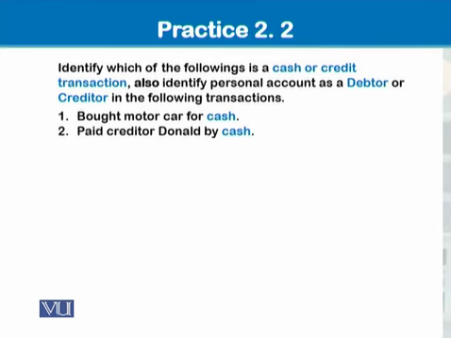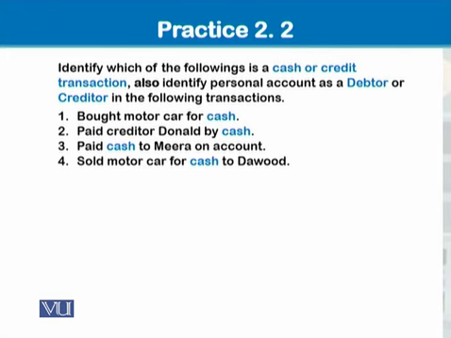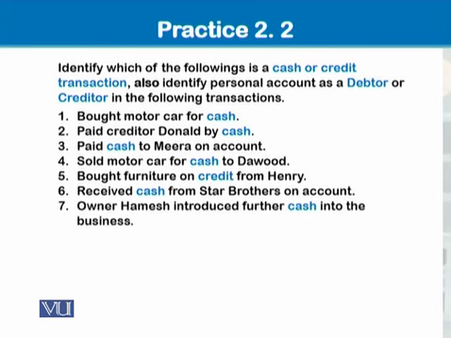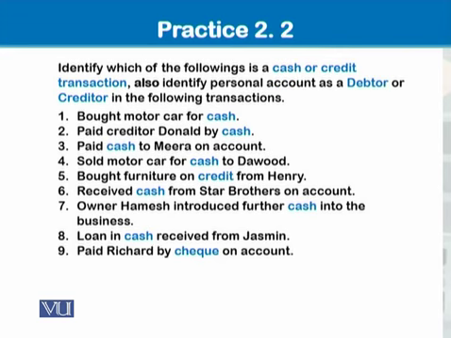Bought motor car for cash, it's a cash transaction. Purchased creditor Donald by cash, it's a cash transaction. Paid cash to Mira on account, yes, it's a cash transaction because cash is involved in this. Then sold motor car for cash to Daud, it's a cash transaction. Bought furniture on credit from Henry, it's a credit transaction. Received cash from Star Brothers, it's a cash transaction. Owner Hamish introduced further cash into the business as capital, it's a cash transaction. Loan in cash received from Jasmine, it's a cash transaction.